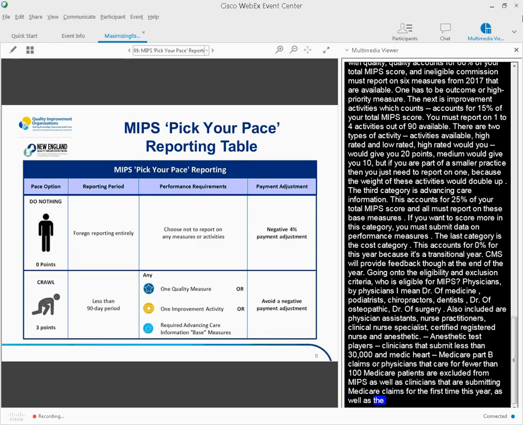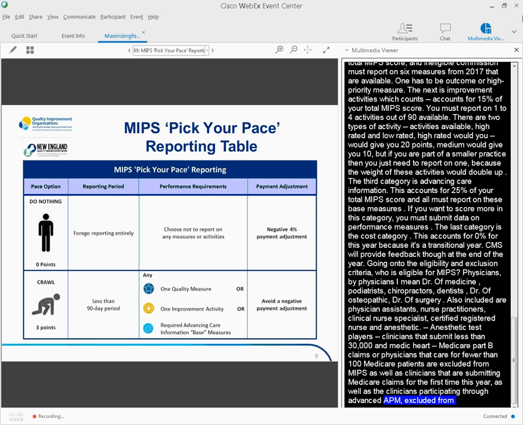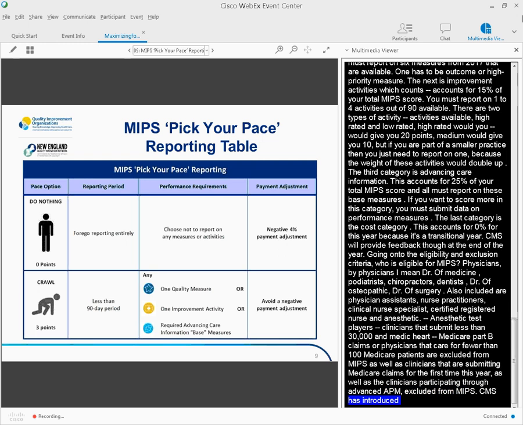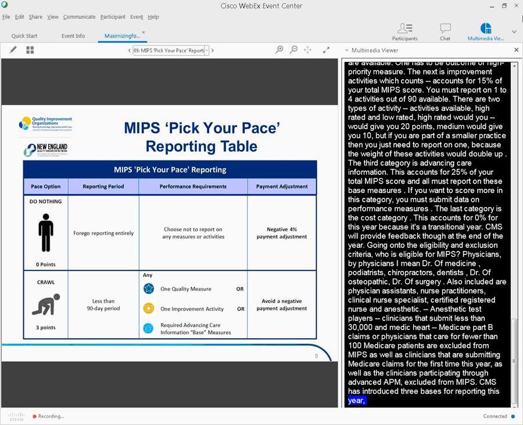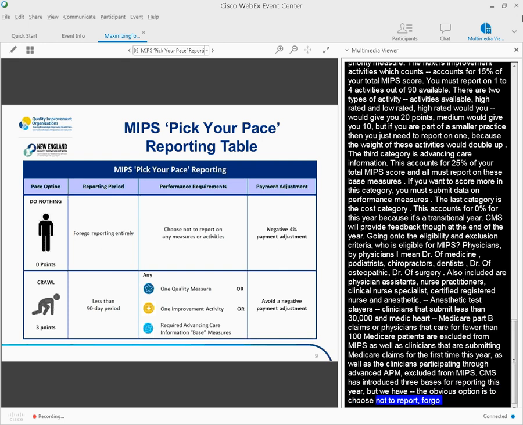CMS has introduced 3 phases for reporting this year. But the very obvious option is you can choose not to report. You can forego reporting entirely, but you're bound to get a negative 4% adjustment in 2019.